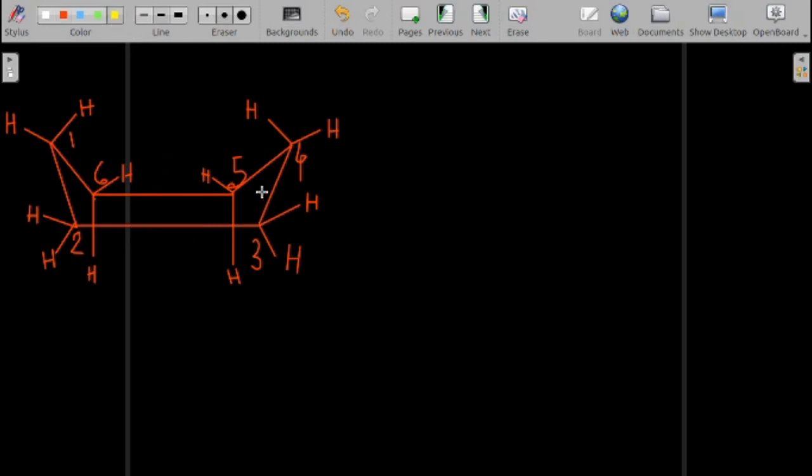Here also we will consider rotation upon rotation. Here also we will consider two rotations. One is around the C1 and C2, and the other is around the C3 and C4. So for the two rotations, we sketch two circles, that is, the two Newman projections for it.